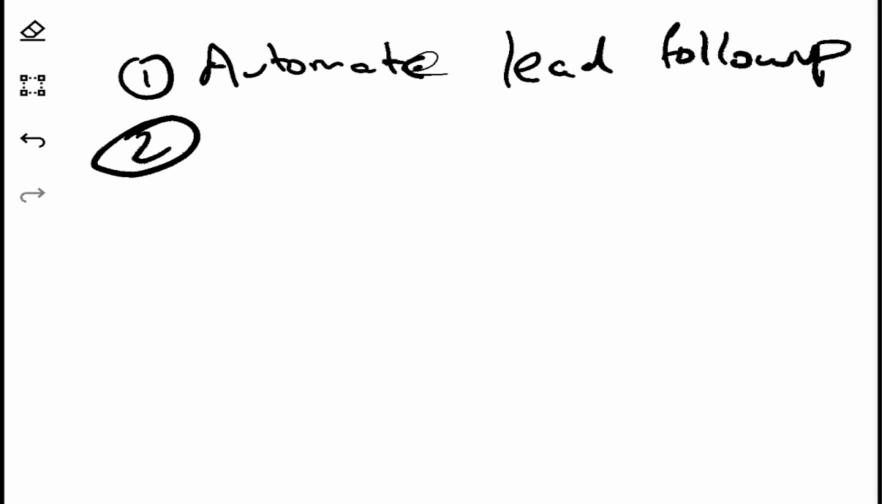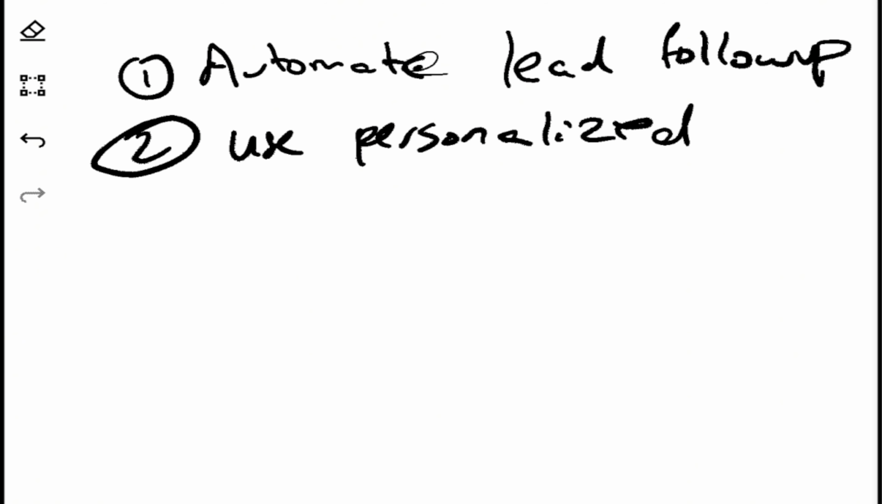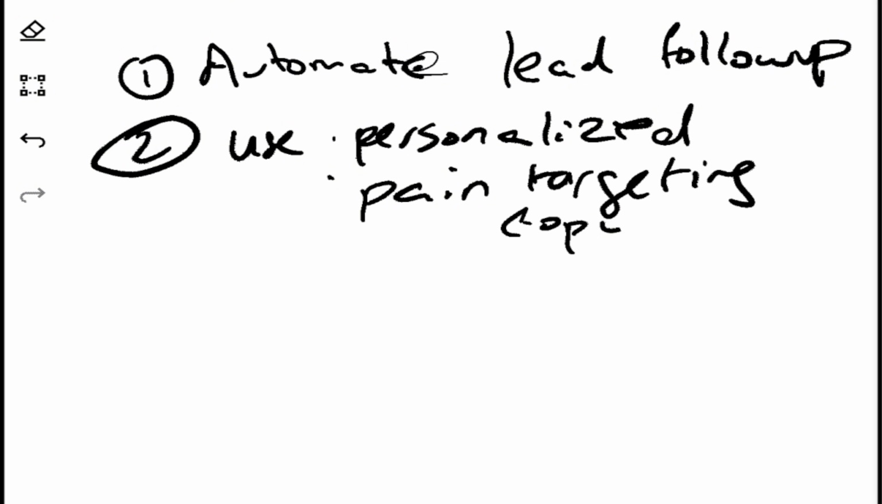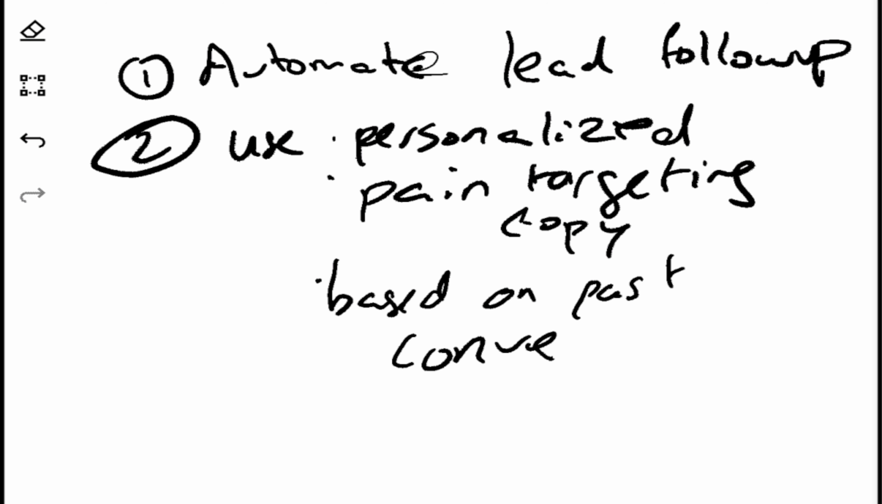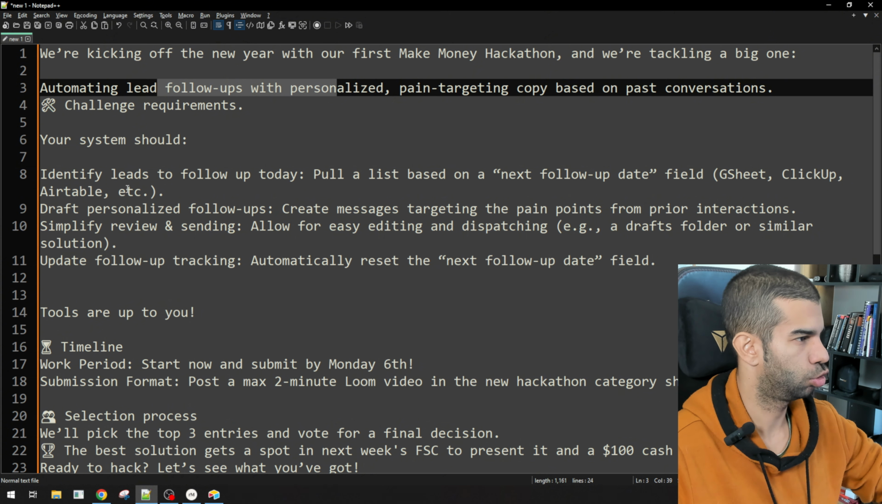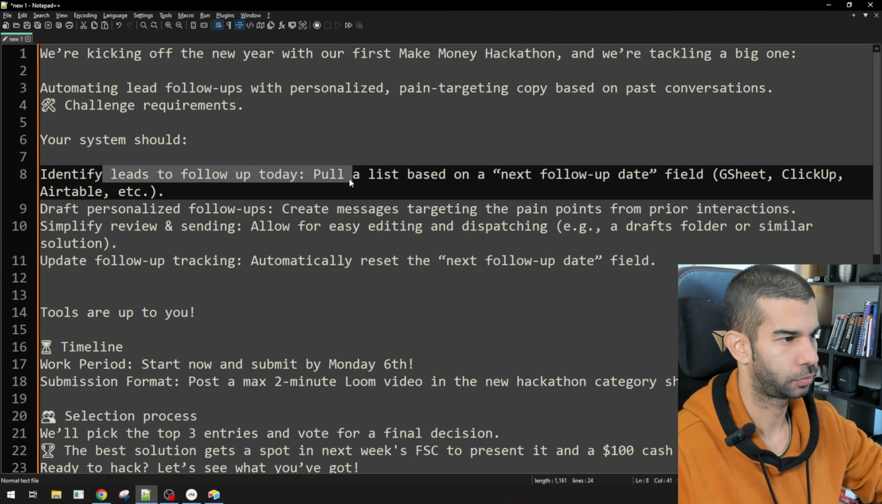Number two is use personalized pain-targeting copy. And it needs to be based on past conversations. So that is the aim. The system needs to follow, as we said, 4 different steps. Number one, it should identify the leads to follow up today.